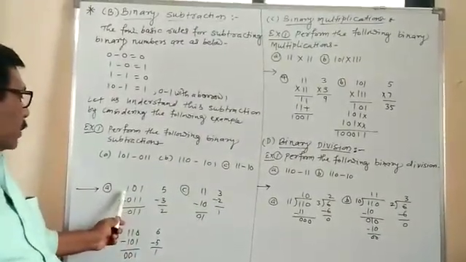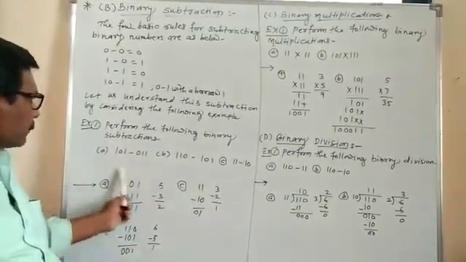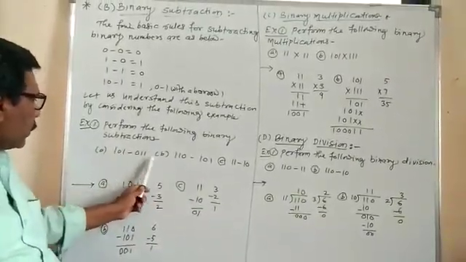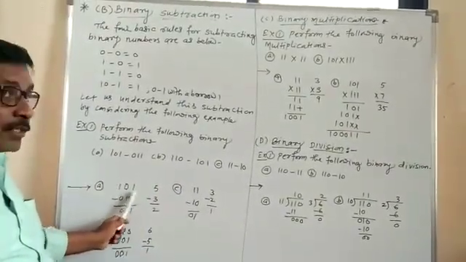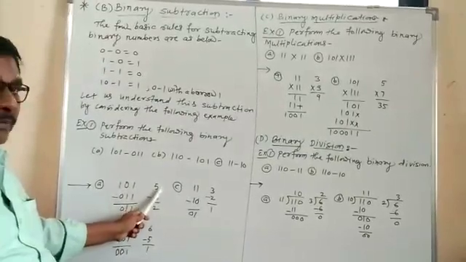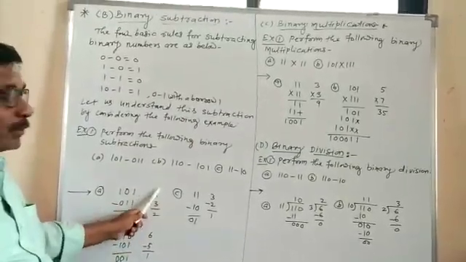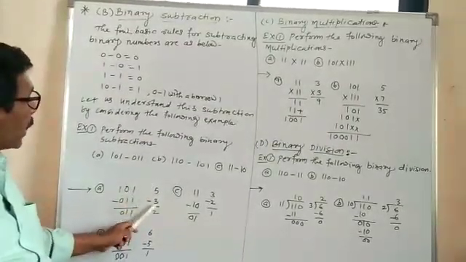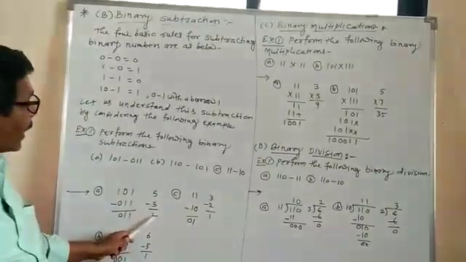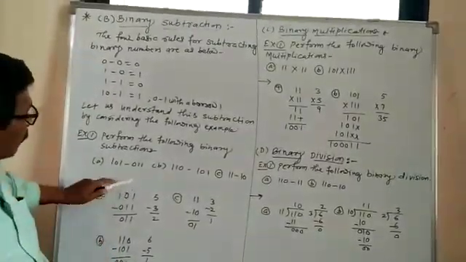First of all, 101 minus 011, the A part. What is 101? It is decimal 5. What is 011? It is decimal 3. If we perform the decimal subtraction, we get 5 minus 3 equal to 2. The same number we have to get in binary also. So we perform the operation.